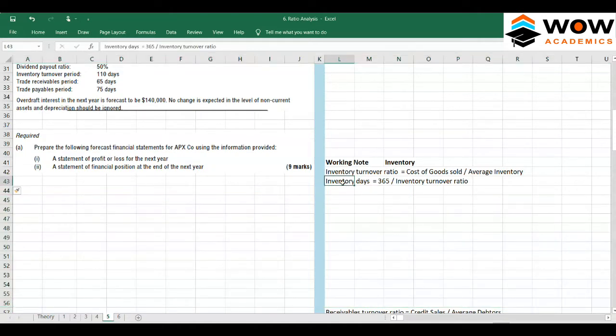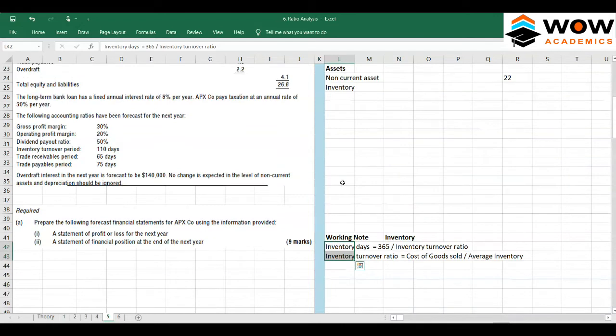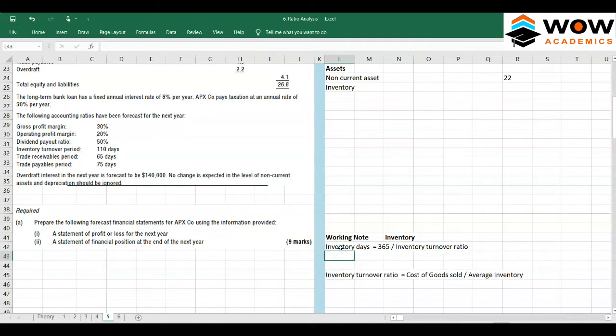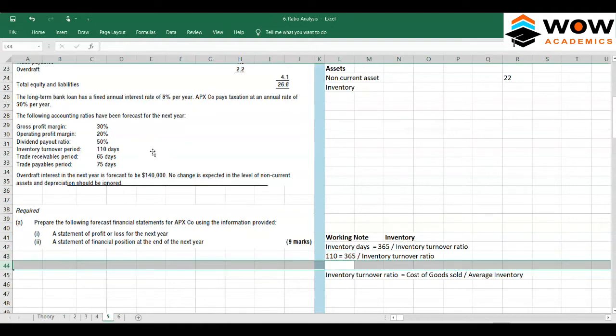So what we are doing here is we are trying to get a reverse relationship. The relationship is going to be 365 divided by inventory turnover ratio. We know our inventory days. Inventory days is 110. As they have not given how many days it is, the days calculation is not given properly, so we will assume that it is 365 days itself. If we solve this, we'll get the inventory turnover ratio. So we'll first get that.